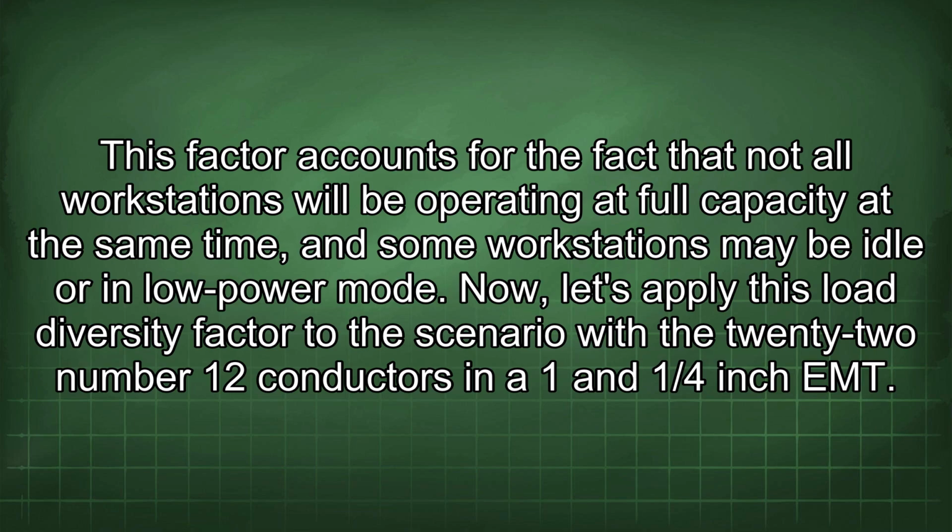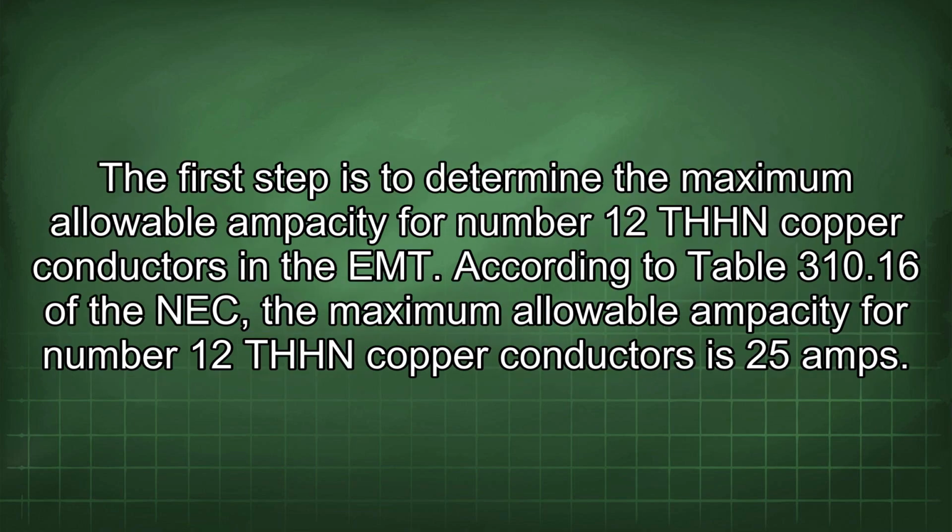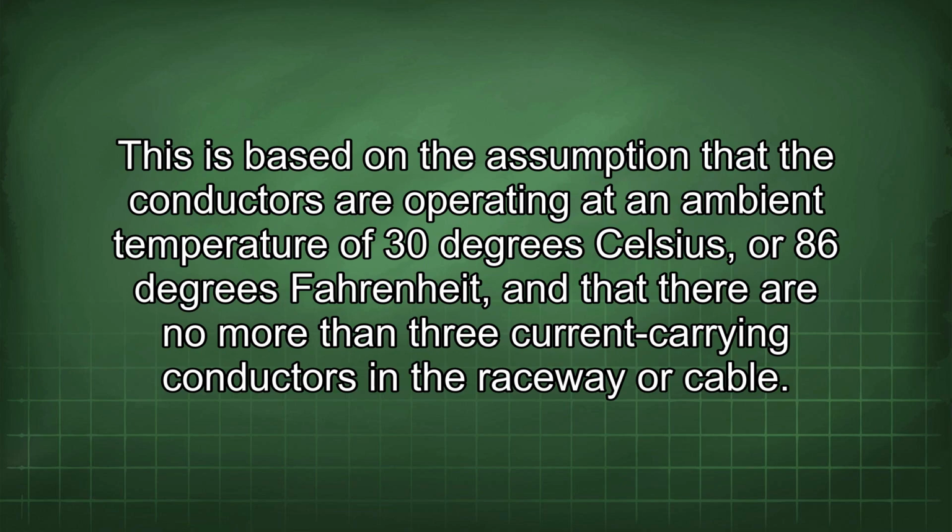Now, let's apply this load diversity factor to the scenario with the 22 number 12 conductors in a 1 and 1/4-inch EMT. The first step is to determine the maximum allowable ampacity for number 12 THHN copper conductors in the EMT. According to Table 310.16 of the NEC, the maximum allowable ampacity for number 12 THHN copper conductors is 25 amps. This is based on the assumption that the conductors are operating at an ambient temperature of 30 degrees Celsius or 86 degrees Fahrenheit, and that there are no more than 3 current-carrying conductors in the raceway or cable.